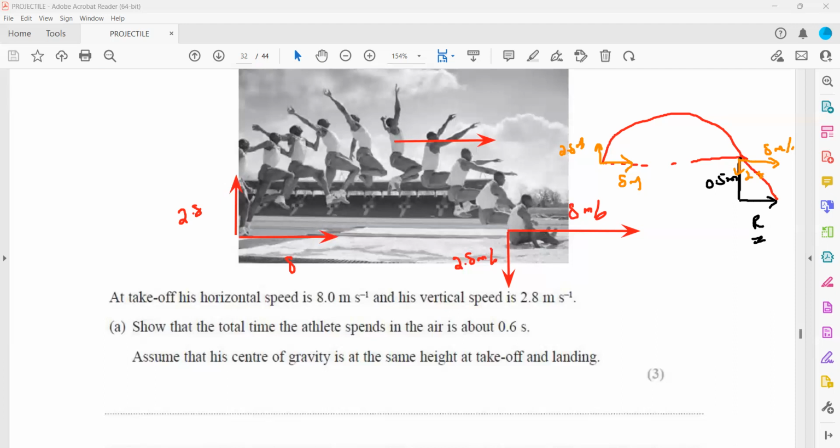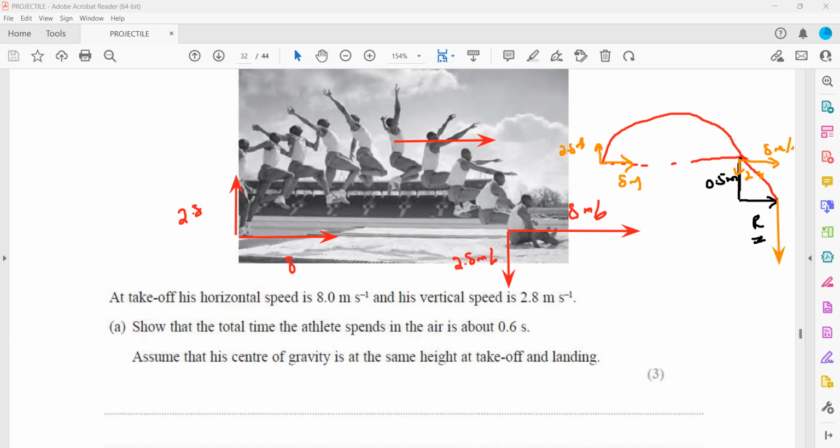So first, with the vertical component of velocity 2.8, we'll find how much time it should take to cover this 0.5 meter. First we'll find what the vertical component is at this point, because the vertical component won't be the same. It will change. So first we'll find the final vertical component from the initial component, and then using the initial and the final vertical component, we can work out the time.